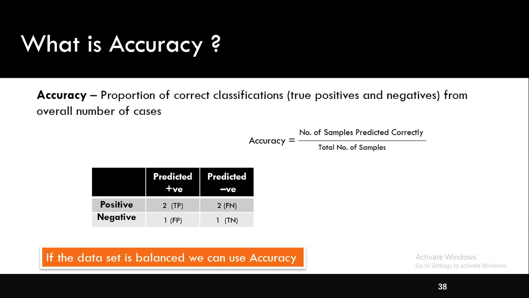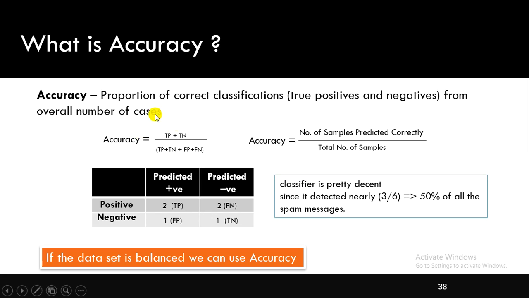So what is accuracy? Accuracy is nothing but, out of the total number of samples, how many samples were predicted correctly. Mathematically, accuracy is defined as true positive plus true negative divided by all the values. Let's take for example the case of an email classification model. Let's assume that the confusion matrix looks like this.